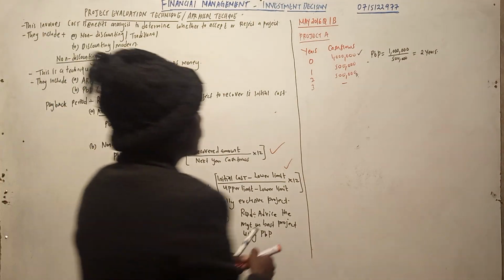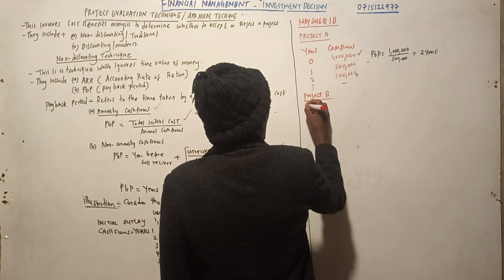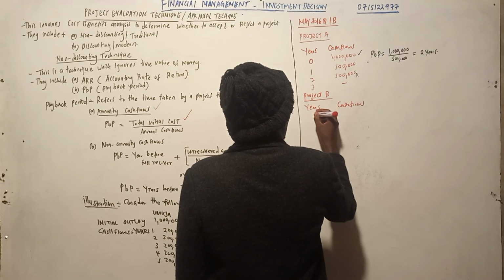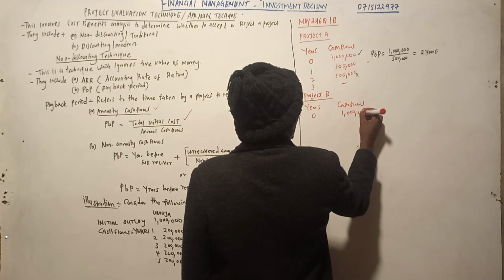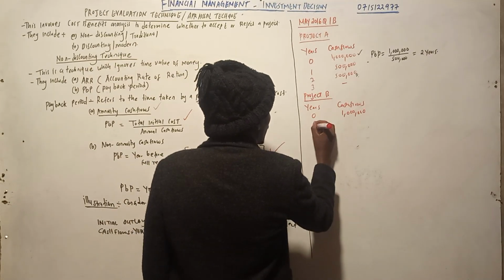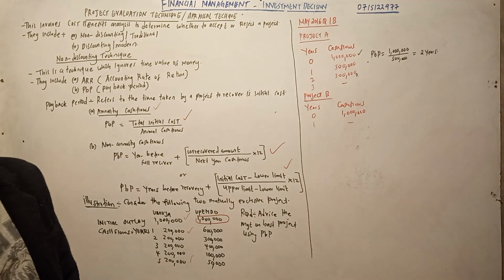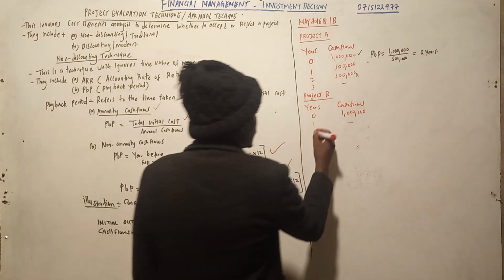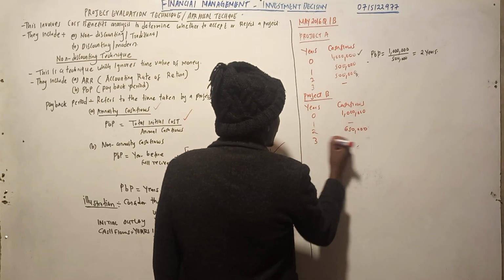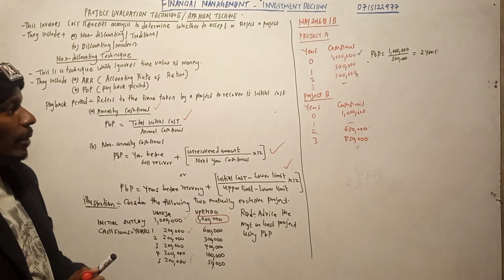Let's go to Project B. We have the years and the cash flows. Year 0 is 1 million. At year 1, we don't have any cash flow. At year 2 it is 650,000. Then at year 3 it is 850,000. So we are required to determine the payback period.